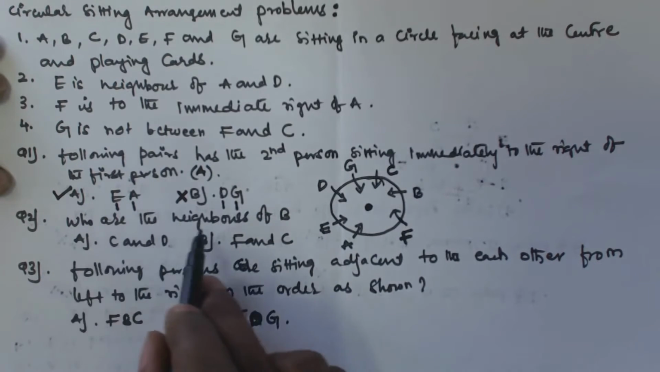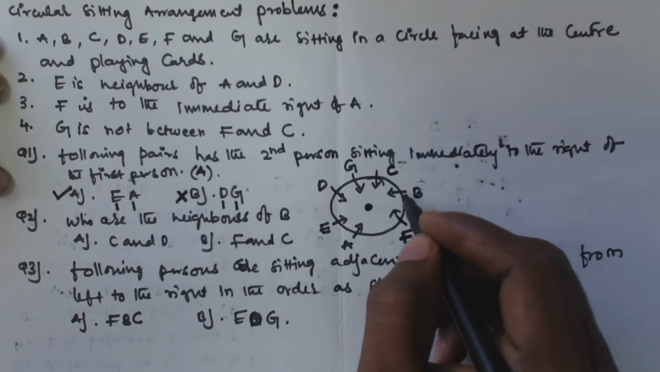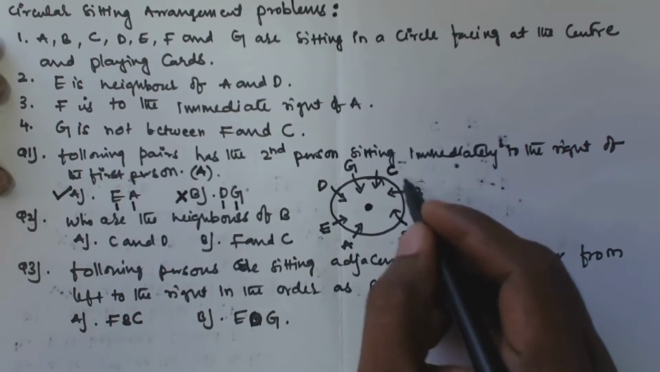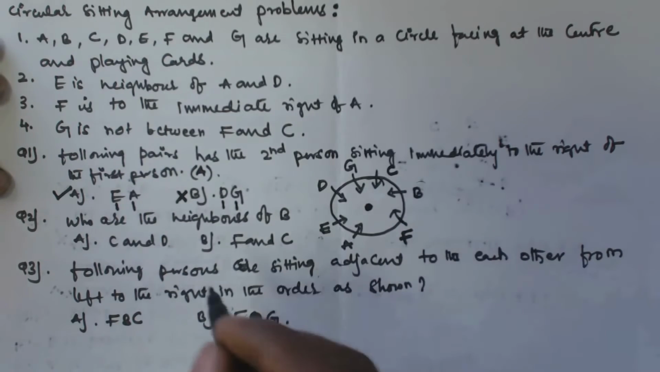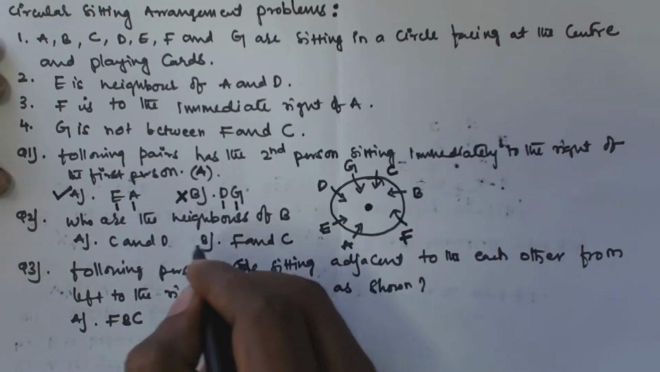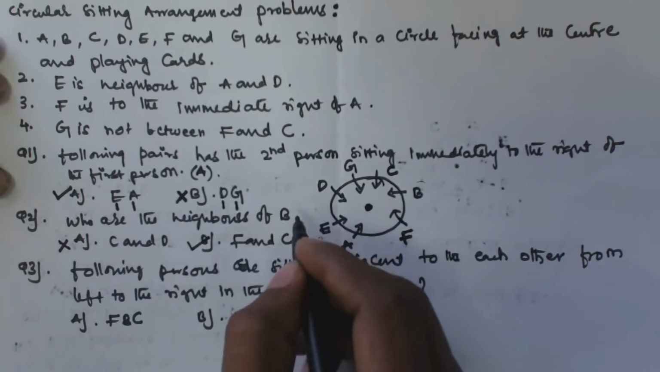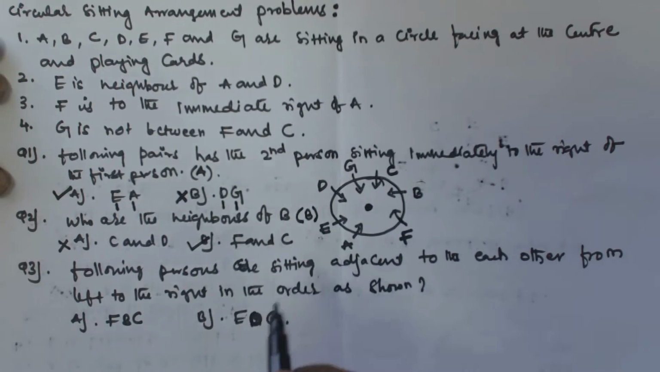And the next one is, who are the neighbors of B? So B is sitting here. The neighbors of B are F and C. So if you see, F and C, option B is the right answer. C and D is a false answer. So the answer for this one is option B.